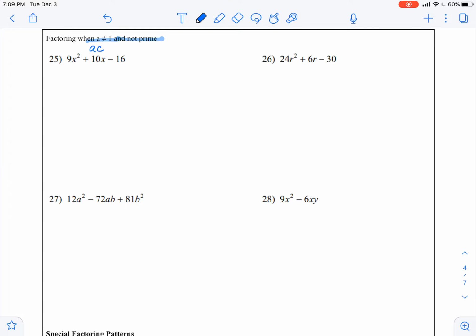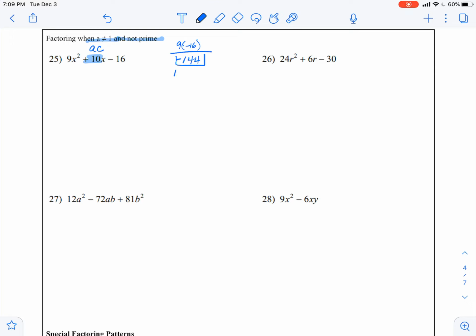So AC method. I am going to take 9 times a negative 16, and I am going to get that number. So 9 times 16, that's 144, okay? So 144 is my number I'm working with. Remember, I have it as also a negative 144, so I'm going to have one positive number and one negative number. And remember, the goal number that I'm looking for is 10.